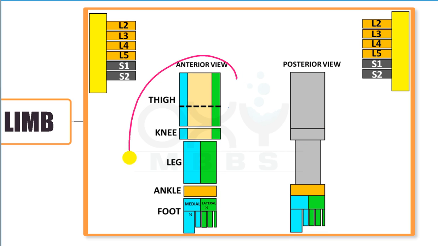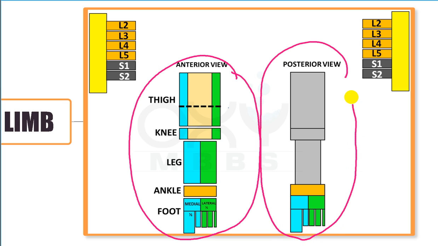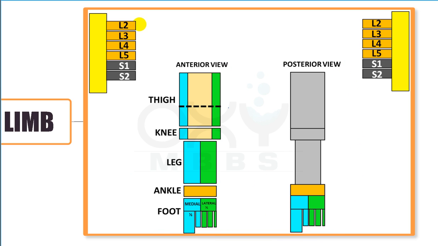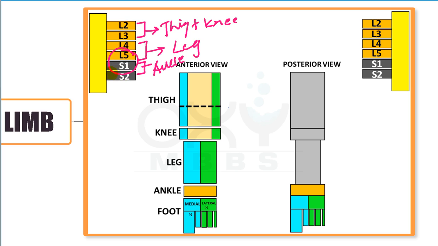So these are the main regions of the lower limb which are very important with respect to the dermatomes of the lower limb. Now these L2 and L3 are related to thigh and knee. L4 and L5 are related to leg. This S1 is related to what? Ankle. And L5 and S1 are related to what? Related to foot. And this S2 is related to posterior side of the thigh, knee and the leg.